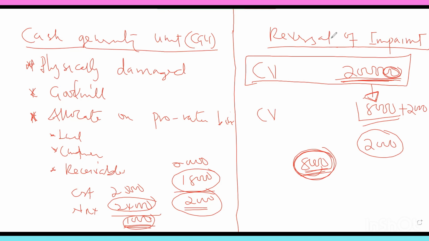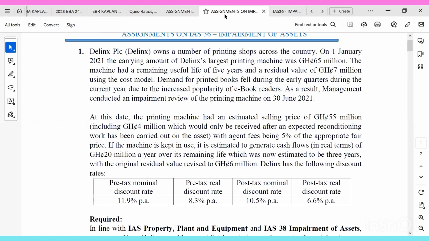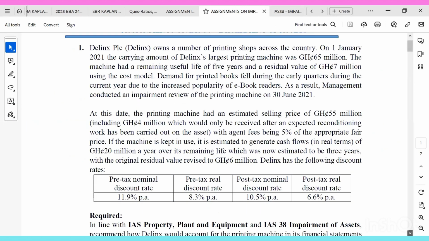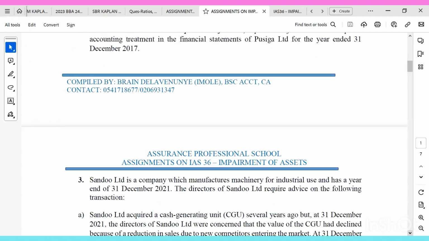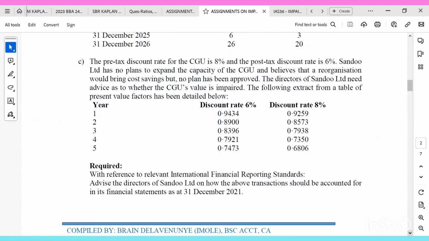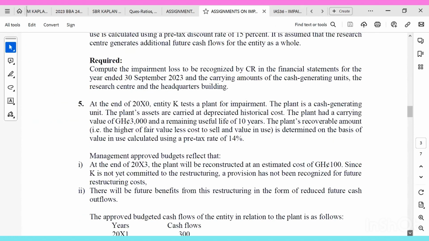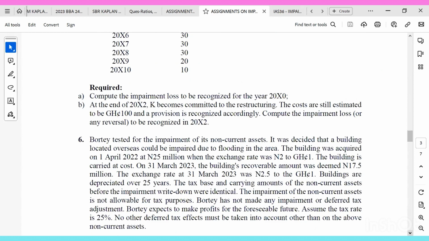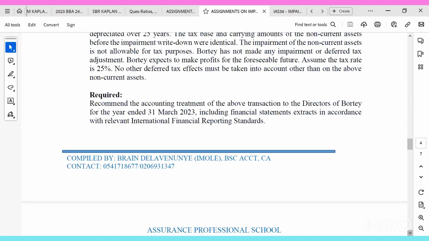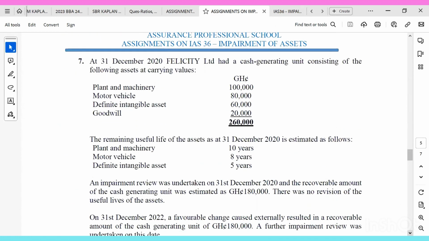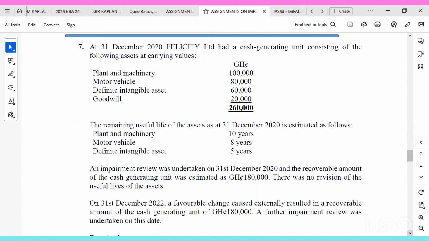Okay, so let's pick a question on reversal, and all the talking that we are doing, we demonstrate it and see what is the issue about that. So let me pick a question on this one and see what we can do here. Okay, let's look at question 7 here.